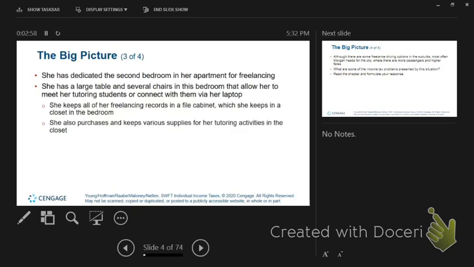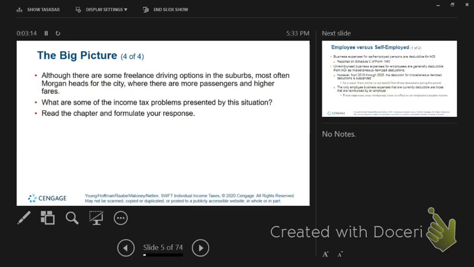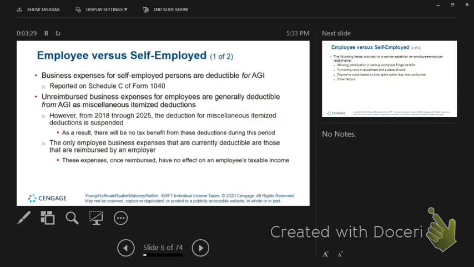She has taken her 2nd bedroom in her apartment, and that is her freelancing home office. And she has a large table, several chairs, and a laptop, so that way if she's tutoring in her house, she is all set up. And she keeps records of everything, and she keeps supplies for everything. And even though there are some freelancing job opportunities to drive around in the suburbs, she actually goes into the city because there are higher fares and more people. So she's kind of wanting to know what her income tax issues are.